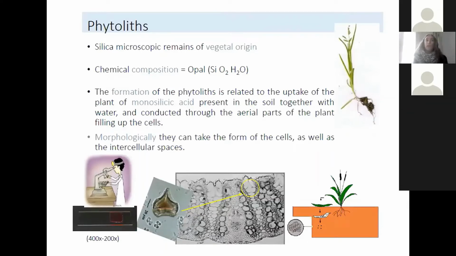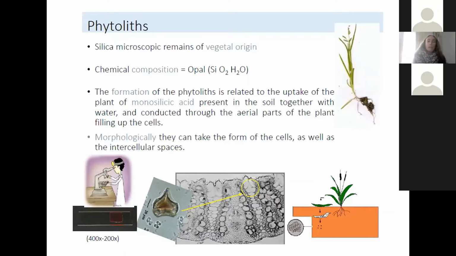The phytoliths, I don't know if you are familiar with phytoliths. I'm talking about silica microscopic remains. The chemical composition is opal, is silica, which is highly resistant to depositional and post-depositional processes. So they resist also high burning temperatures, and they can survive for millions of years. The formation of the phytoliths is related to the intake of the monosilicic acid, which is present in the soils, together with the water and other nutrients.